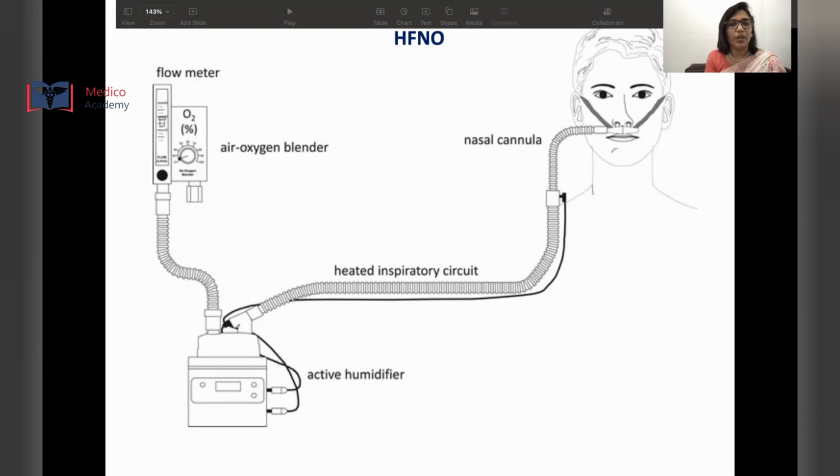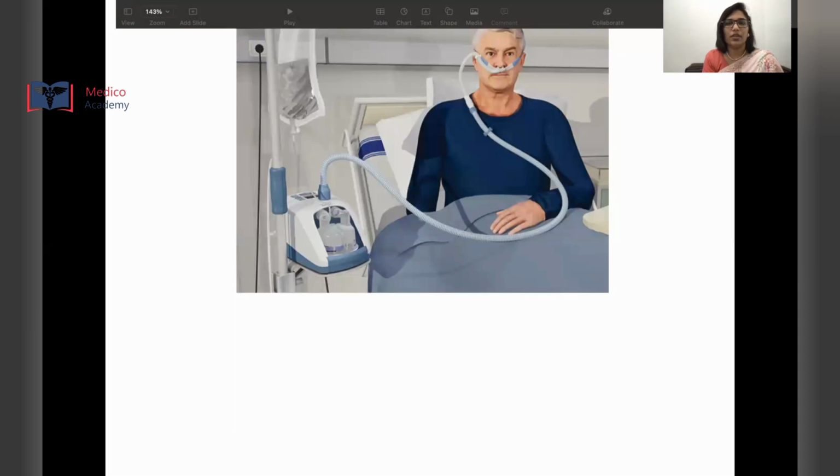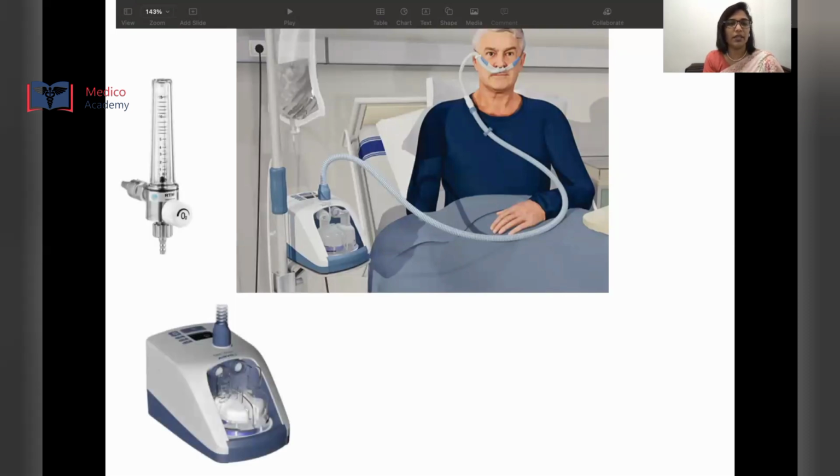And from there, there'll be corrugated tubing which will go into the humidifier. And from there will be a heated inspiratory circuit. From there, the oxygen will go via a wide bore nasal cannula to the patient. So these are the components of a high flow nasal oxygen device. So this is the picture. Another photo is the flow meter.